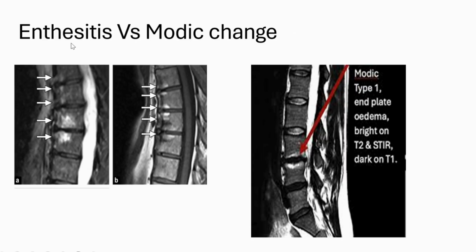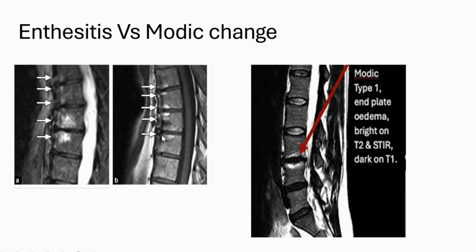Modic change must be differentiated from enthesitis. Depending on the location, it is differentiated. Enthesitis is located at the site of inflammation at the ligamentous or tendinous attachment site. So, in this vertebra, we see it at the anterior or posterior corner where the anterior longitudinal ligament and posterior longitudinal ligament attach. Modic change is visualized at the end plate, and it is associated with other degenerative changes and mostly seen in older people.